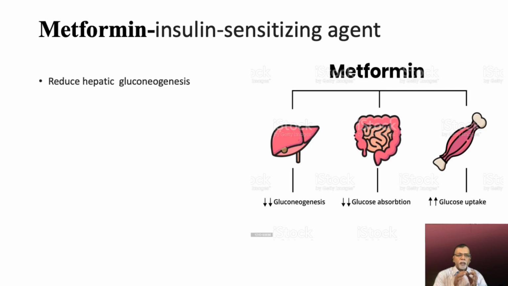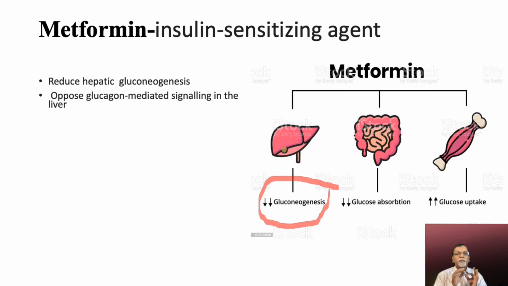Second, it reduces the hepatic output of glucose. That is, hepatic gluconeogenesis is decreased. So this is one of the very important actions. It decreases the hepatic gluconeogenesis. There are different theories regarding how it is being done. So the most important thing, it decreases hepatic gluconeogenesis.